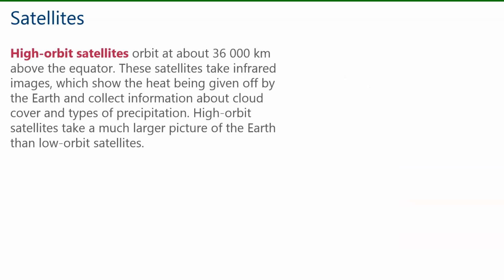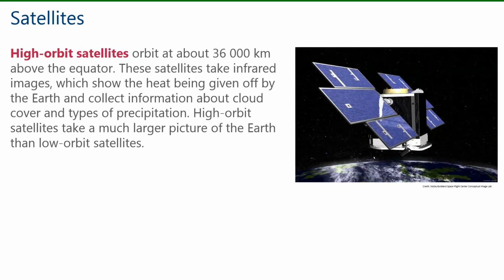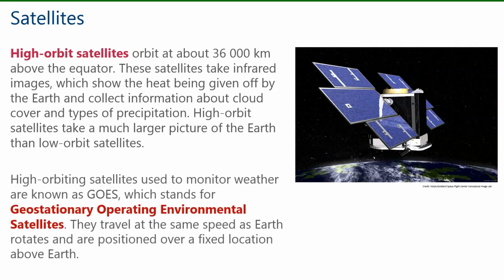High orbit satellites orbit about 3,600,000 kilometers above the equator. These satellites take infrared images, which show the heat being given off by the Earth, and collect information about cloud cover and types of precipitation. High orbit satellites take a much larger picture of the Earth than low orbit satellites. High orbiting satellites used to monitor weather are known as GOES, which stands for Geostationary Operating Environmental Satellites. They travel at the same speed as Earth rotates and are positioned over a fixed location above Earth.